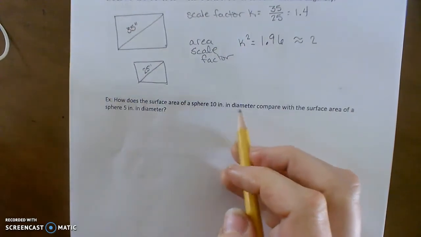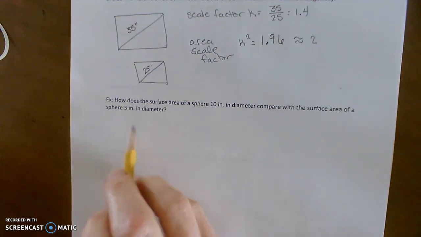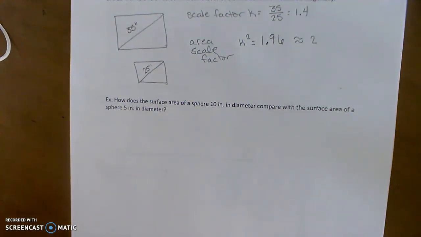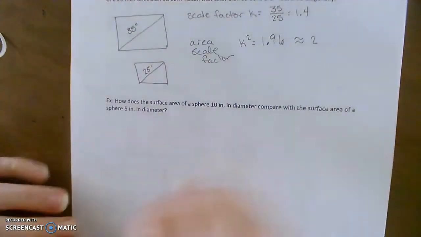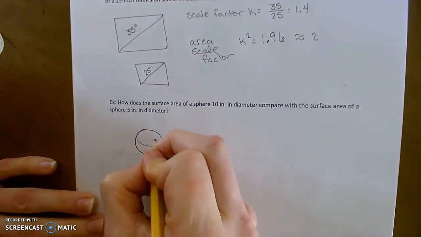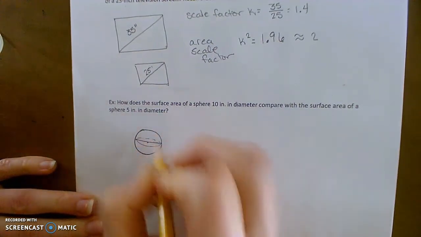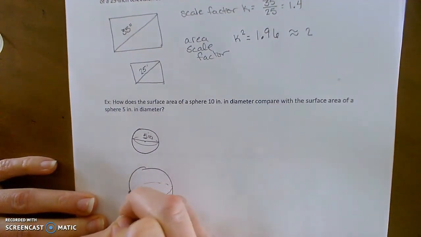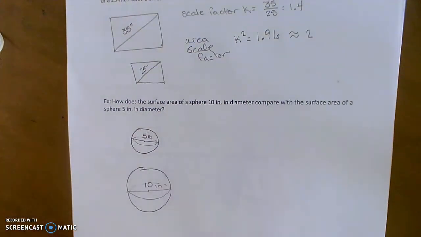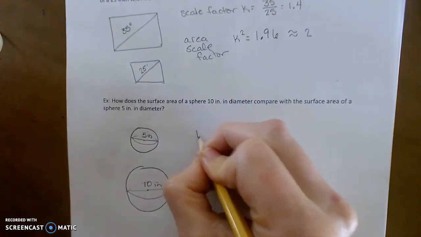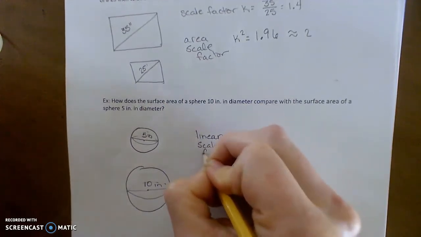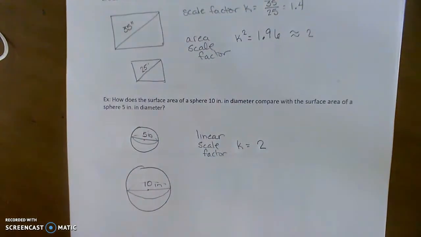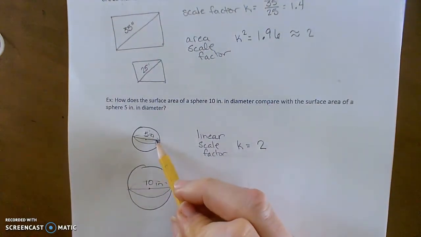Let's now look at this next problem. How does the surface area of a sphere that has a 10-inch diameter compare with the surface area of a sphere with a 5-inch diameter? And now you have to remember that all spheres are by nature similar because they're such symmetric objects to begin with. So here you've got a 5-inch diameter on a small sphere and a 10-inch diameter on the large sphere. The linear scale factor, k, is 2 because the larger diameter is twice the smaller diameter.